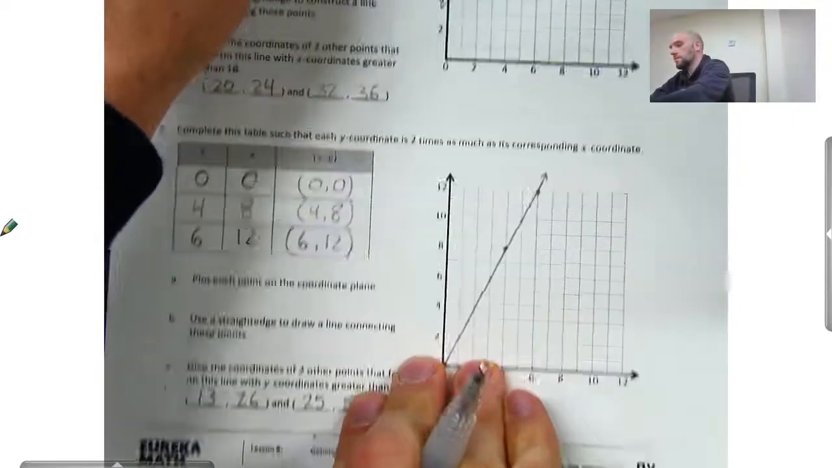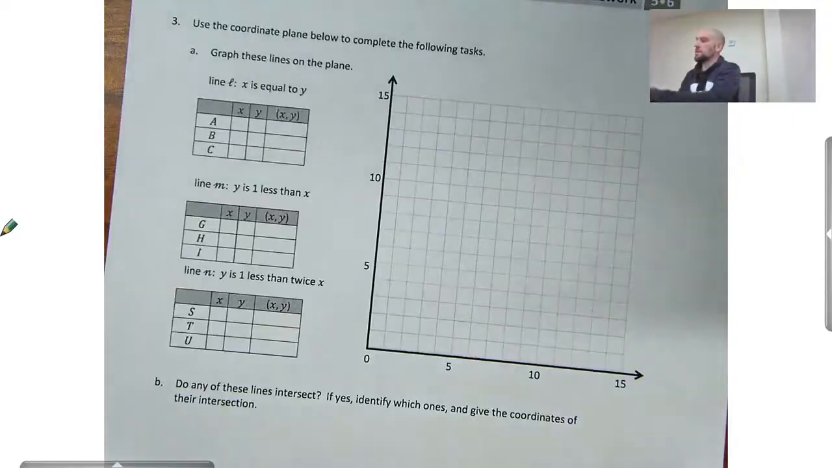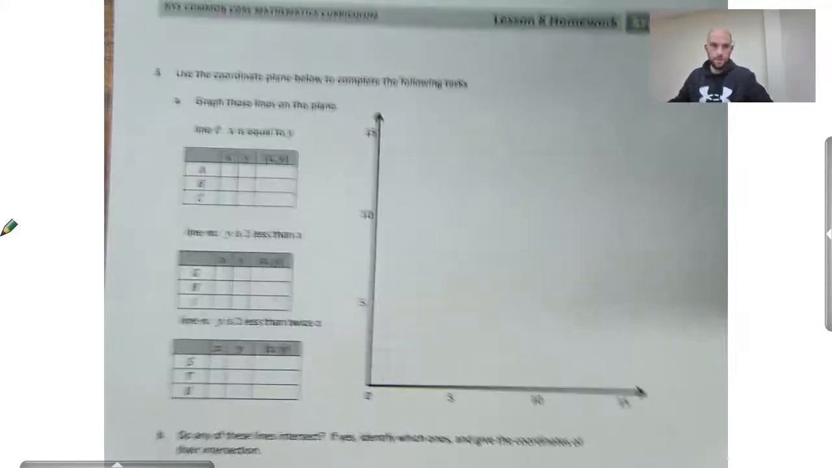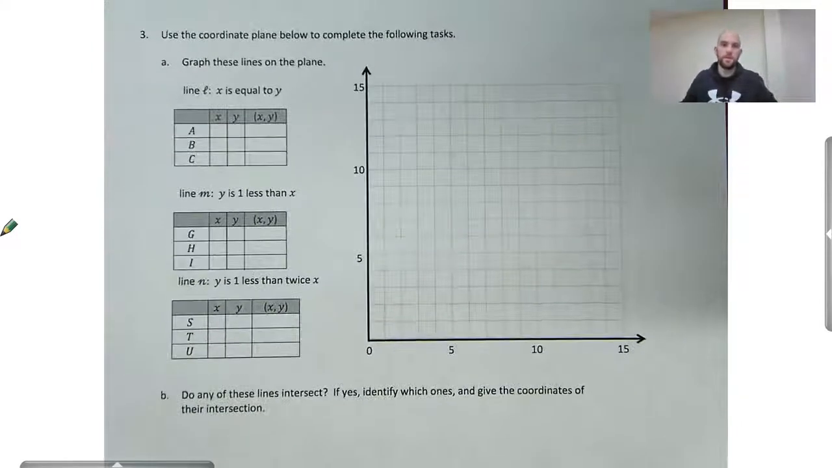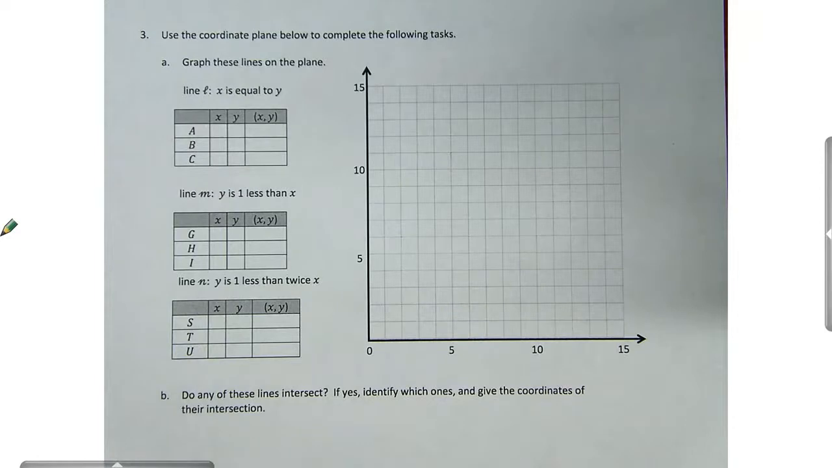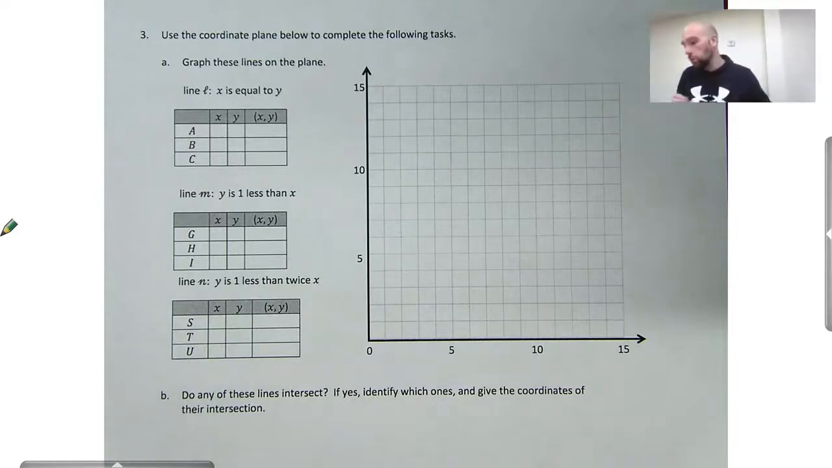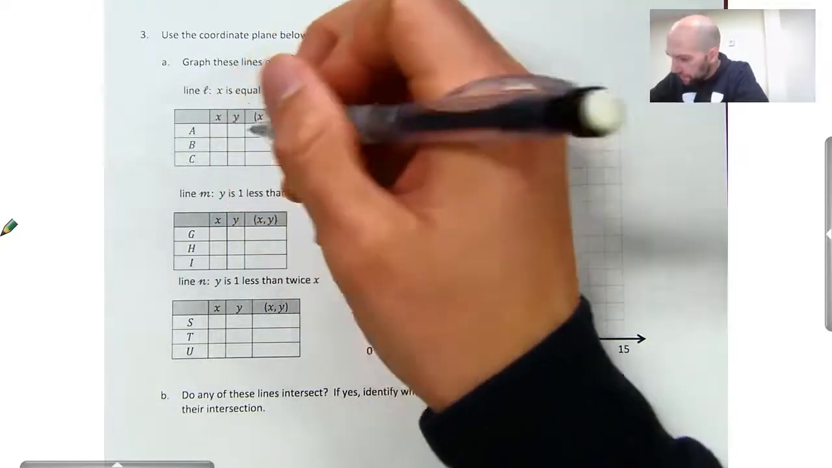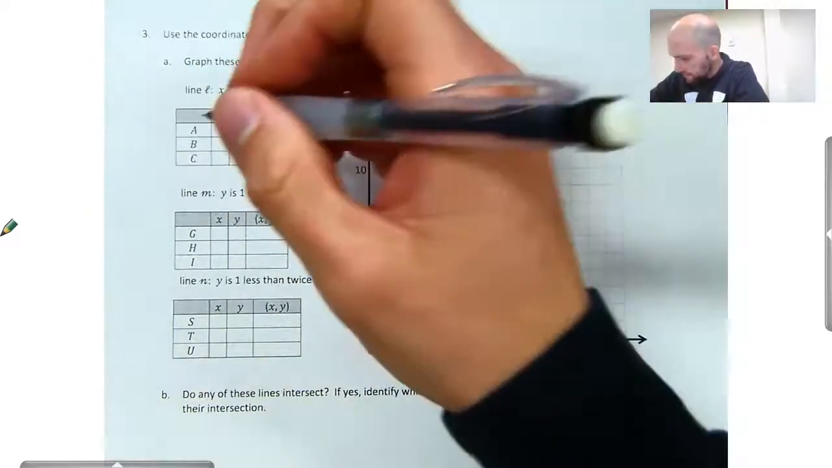All right, let's look at our next page here. Use the coordinate plane below to complete the following tasks. Graph these lines on the plane. So it says line L, x is equal to y. So whatever x is, y will be the same thing.